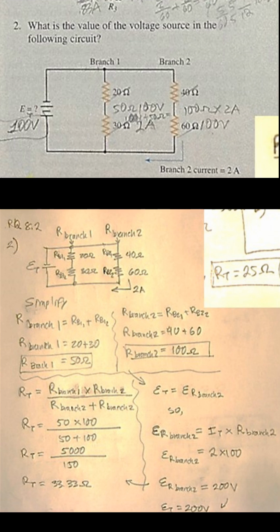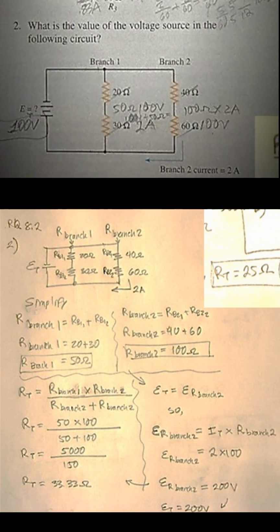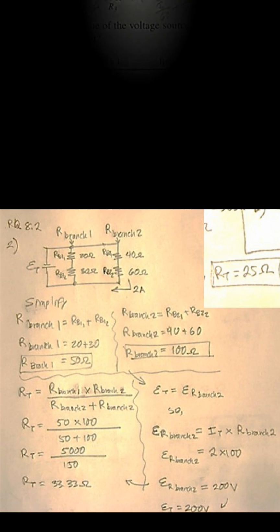So E, or voltage drop at branch 2, equals current total times the resistance at branch 2. We know our current total for that branch, which is 2 amps, and we have just found our resistance at branch 2, so 2 amps times 100 ohms gives us 200 volts. Since we have 200 volts at branch 2, that's the voltage drop at branch 2, so it must be the same as the voltage source. So we call that our voltage source, and that is our answer.